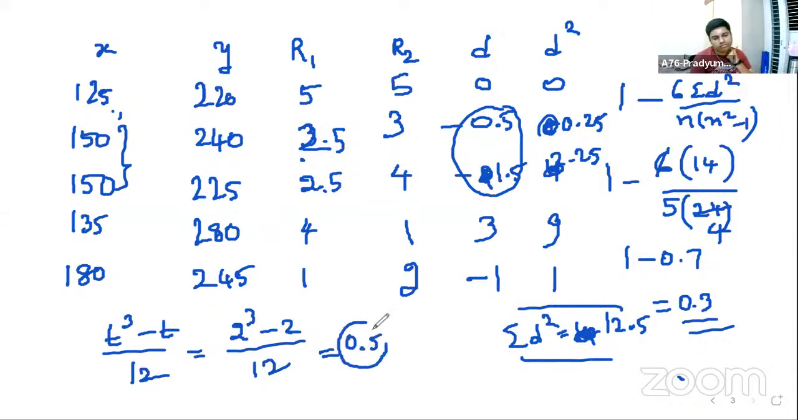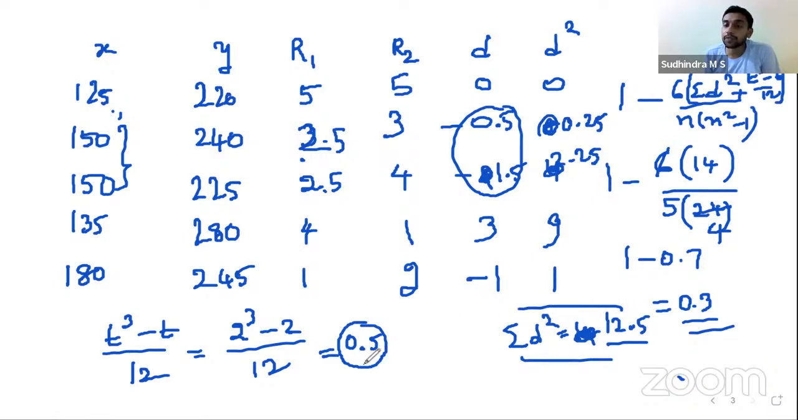This 0.5, what do we have to do? Add or subtract to summation D square? Add. So it would be summation D square plus T cube minus T divided by 12. Summation D square is 12.5, and 12.5 plus 0.5 is 13. Then 13 into 6 divided by 5 into 24, and 1 minus that would have been the correlation coefficient. Clear?